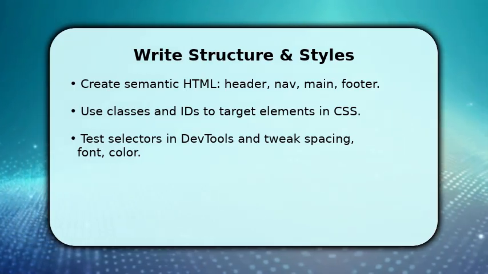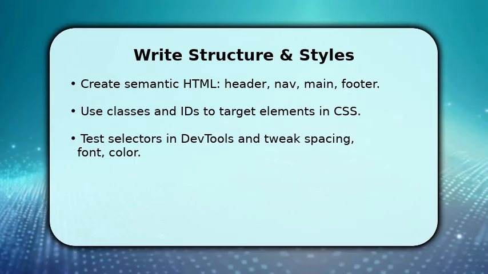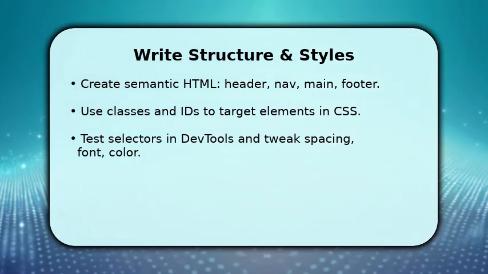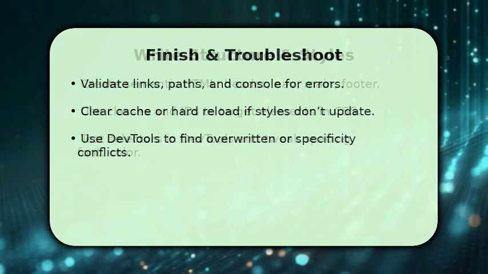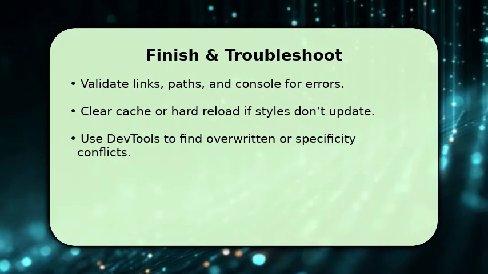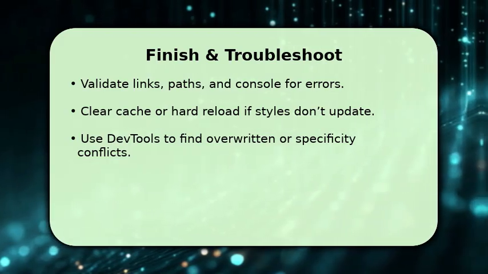If something looks off, open DevTools to inspect computed styles and adjust selectors or specificity. This feedback loop speeds up finding and fixing mistakes. To finish, verify your styles and interactions across the page. You test navigation and make sure the style sheet link is correct.